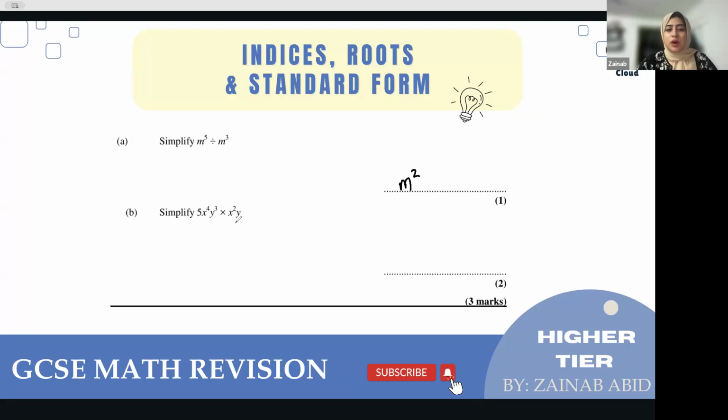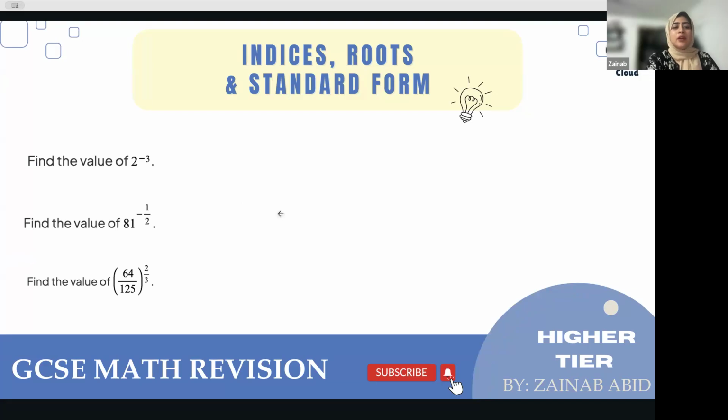Okay? The next one here, this is a multiplication rule. But here you've got the x and you've got the y. So here we've just got 5, which stays as 5. x to the power of 4 times x to the power of 2, when you add the powers, becomes x to the power of 6. And then y cubed times y, which is just y to the power of 1, is y to the power of 4. Okay, so here it's just 5x to the power of 6, y to the power of 4.